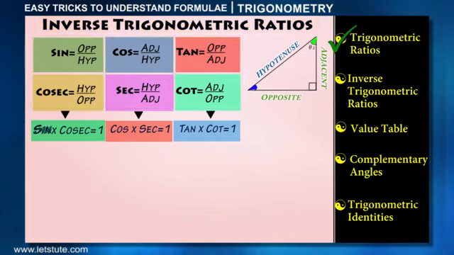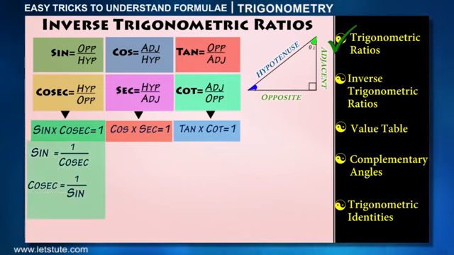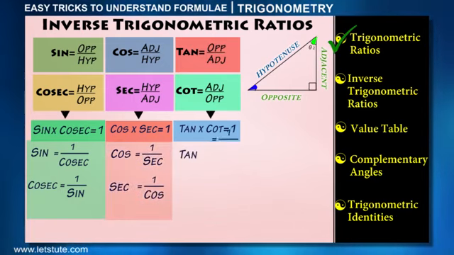So further we write sine as 1 upon cosec, or cosec is equal to 1 upon sine. Same way cos is equal to 1 upon sec, and sec is equal to 1 upon cos. And tan is equal to 1 upon cot, cot is equal to 1 upon tan.